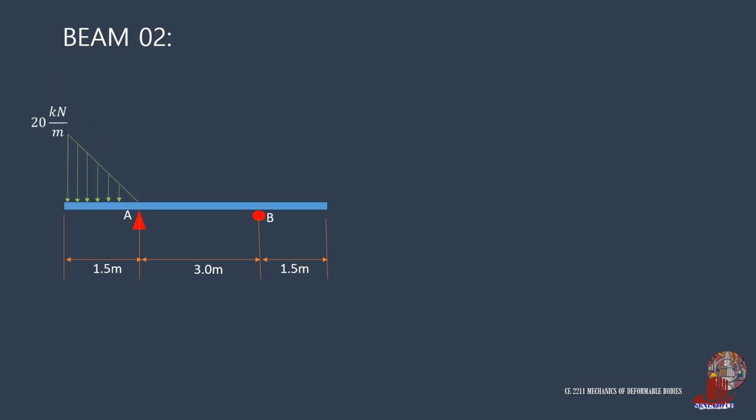The second beam system is also with overhangs. A triangular load of 20 kilonewtons per meter is applied on the left overhang. Then another rectangular load is applied all across support B. Convert these loadings into concentrated loads.